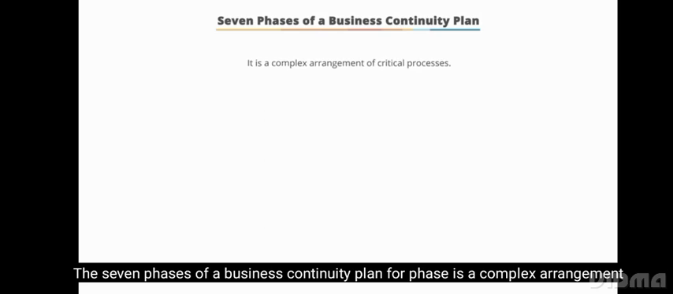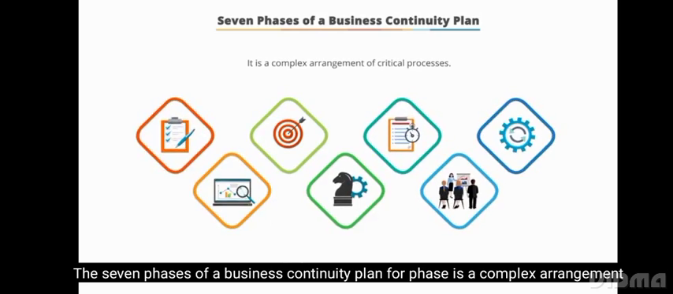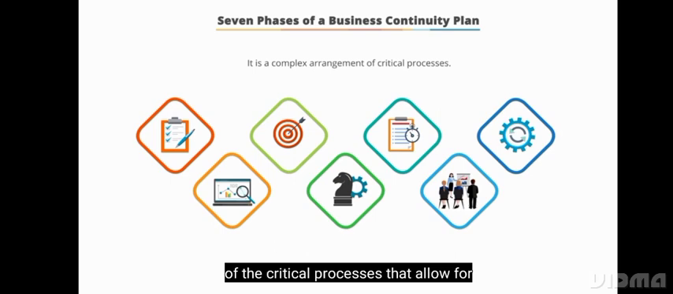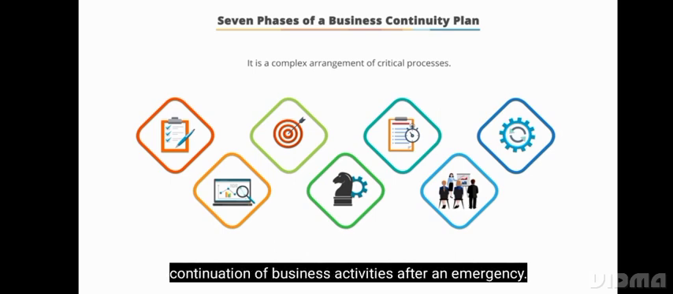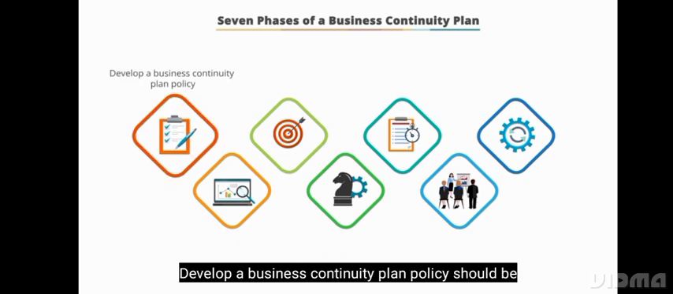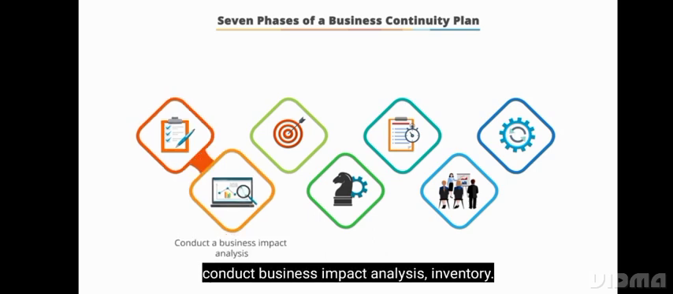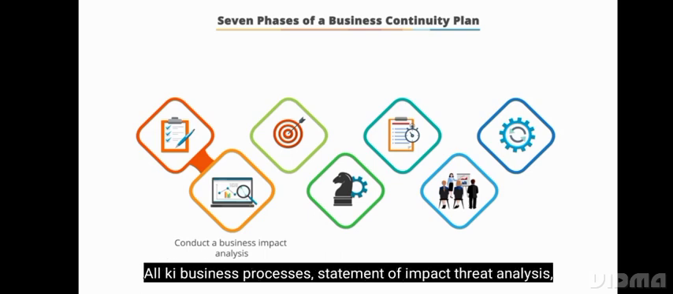The 7 phases of a business continuity plan. A business continuity plan is a complex arrangement of the critical processes that allow for continuation of business activities after an emergency. Develop a business continuity plan policy. It should be a part of the overall integrated control framework. Conduct business impact analysis. Inventory all key business processes. Statement of impact. Threat analysis.